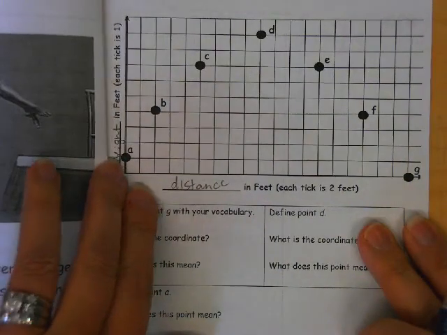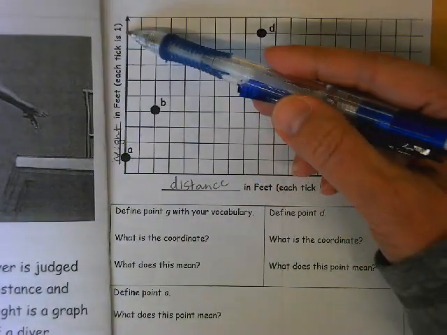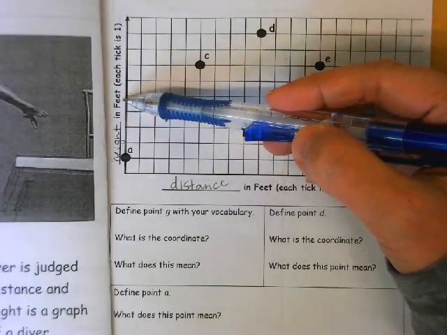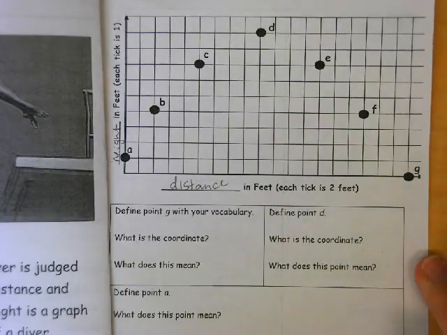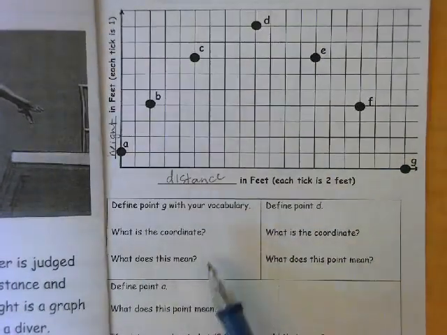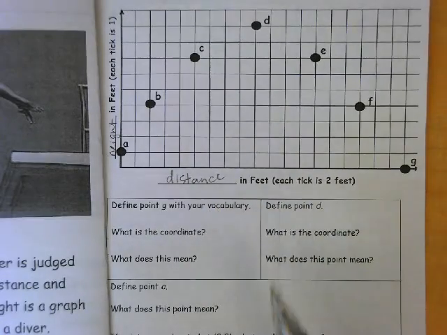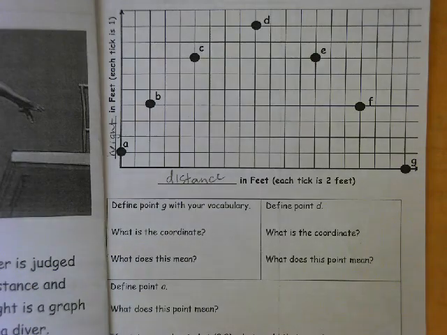This is kind of like our quadratic functions paper that we did the other day. The height is 1 tick is 1 foot, but the distance 1 tick is 2 feet. I have no doubt you can tell me about G vocabulary-wise and D vocabulary-wise. Remember to be very specific. If there's multiple words, then write the multiple words.